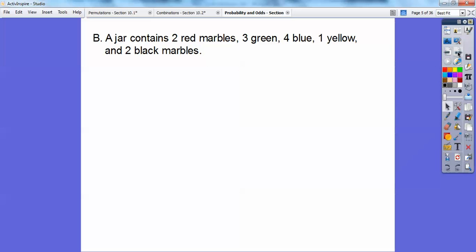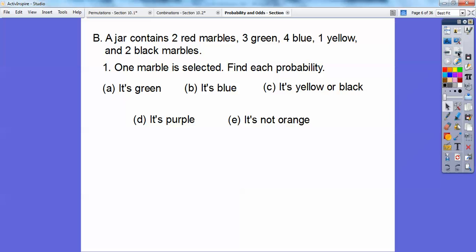This is a nice easy one. So I teach an SAT class, and this is the example I give in my SAT class. SATs love probability questions. A jar contains 2 red marbles, 3 green, 4 blue, 1 yellow, and 2 black marbles. Okay, so the first part is 1 marble is selected at random.